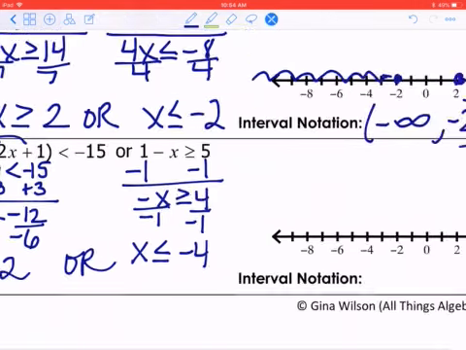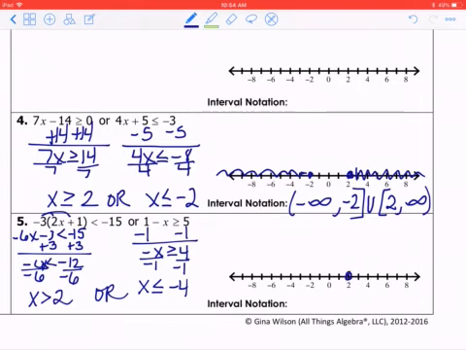We have x is greater than 2. Oops. And it's greater than, so I should have done an open circle. And greater than goes right. X is less than or equal to. Now I have a closed circle. And I'm going to shade that one to all the smaller numbers and go left.